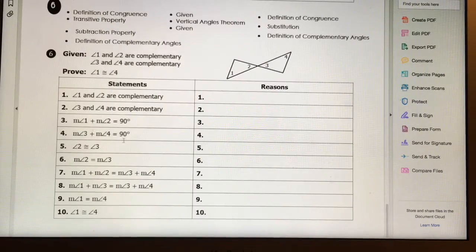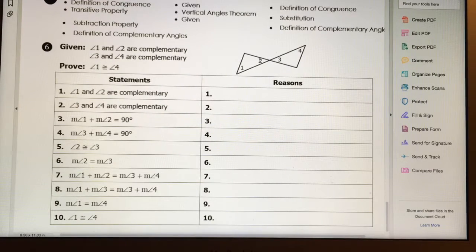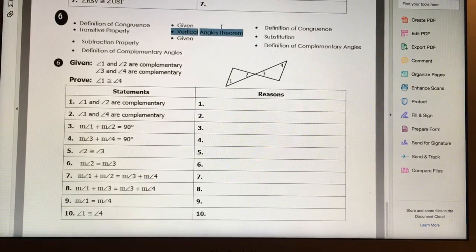Now, number 5. Angle 2 is congruent to angle 3. What possibly could allow us to say that? Where are angle 2 and angle 3? We haven't even mentioned them in the givens up here, but notice, what do we know about angle 2 and angle 3? Well, they are vertical angles. We know they're congruent because they're vertical angles, and that's the conclusion of the vertical angles theorem: if angles are vertical, then they are congruent. So angle 2 is congruent to angle 3 by the vertical angles theorem.